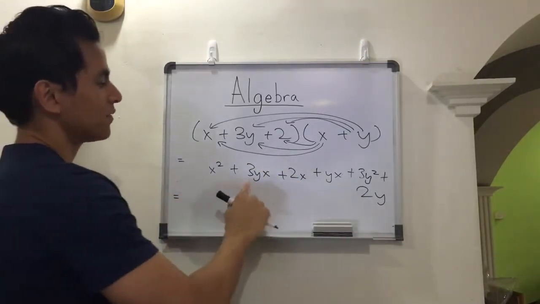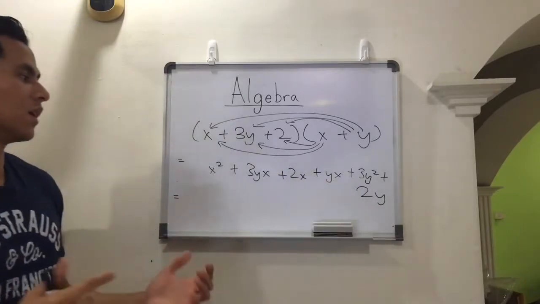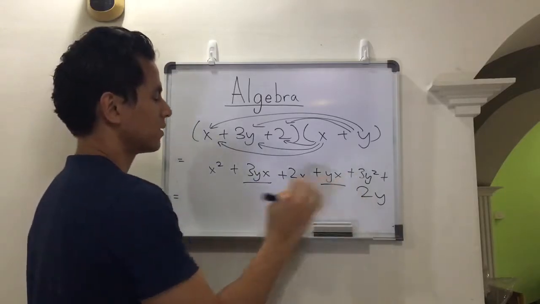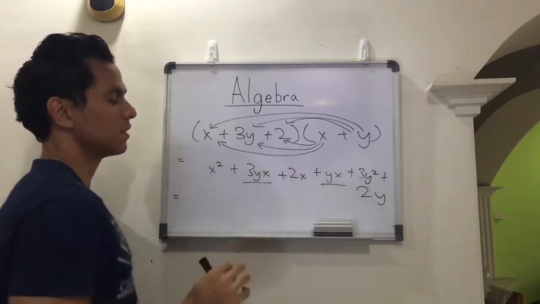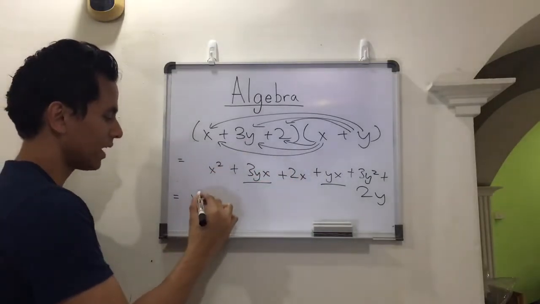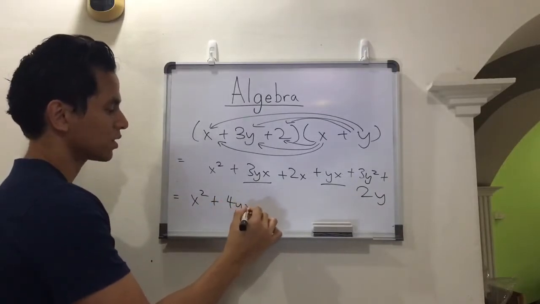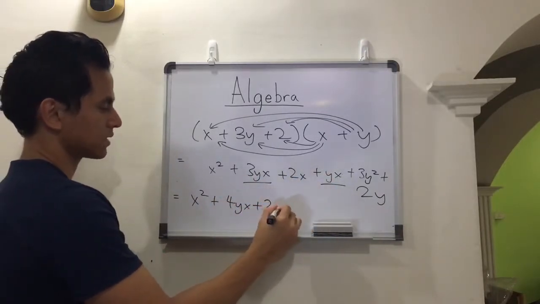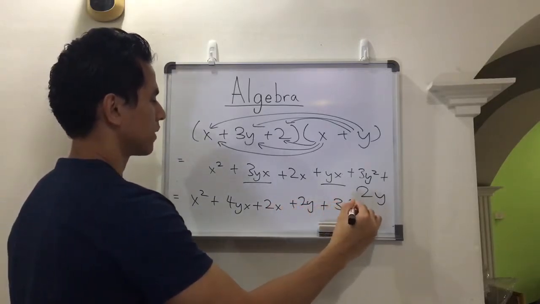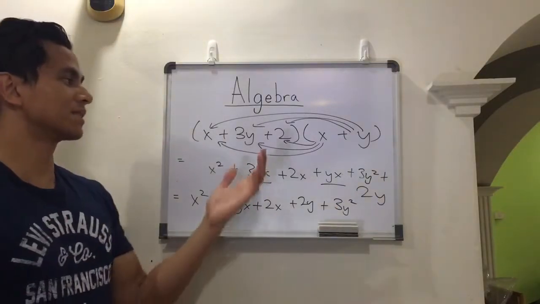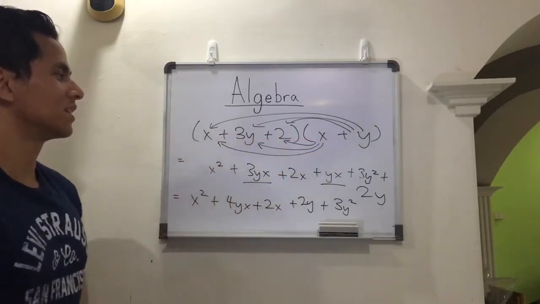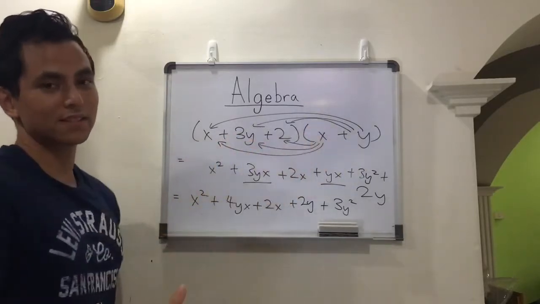In the next step, we have to simplify these 6 terms. Let's see what common terms we have. Actually it's only one, just this and this, because these two have the same variables and the same power, so we can join them together through addition. Hence the final answer will be x squared plus 4yx, because 3 plus 1 is 4, plus 2x plus 2y plus 3y squared. So this is the final answer, and we have expanded what looks like a very long and complicated 3 terms times 2 terms bracket.